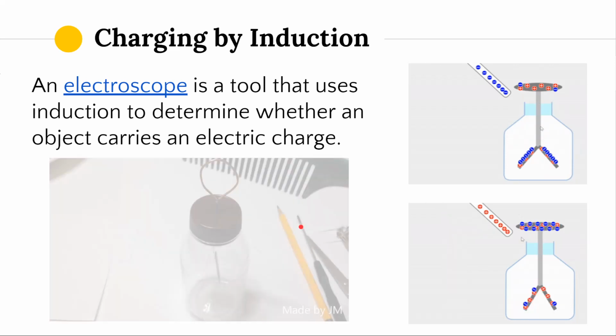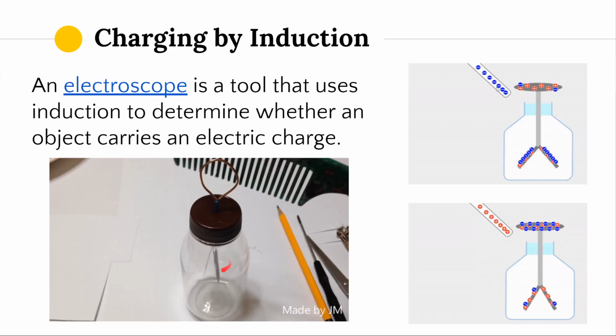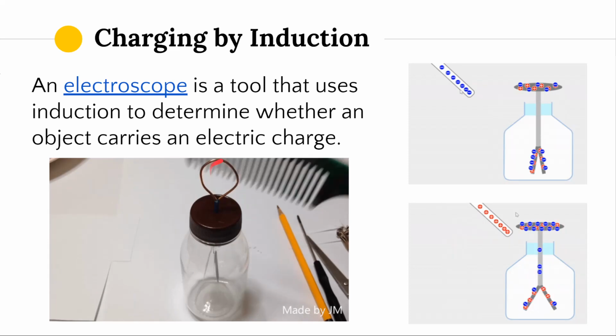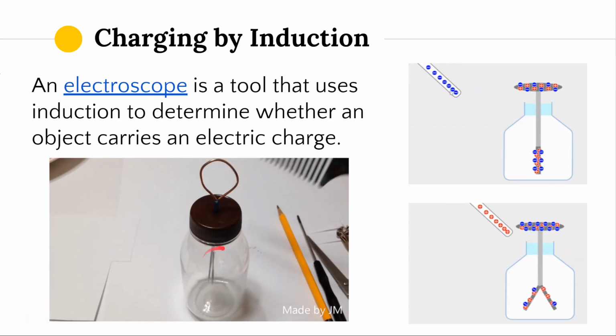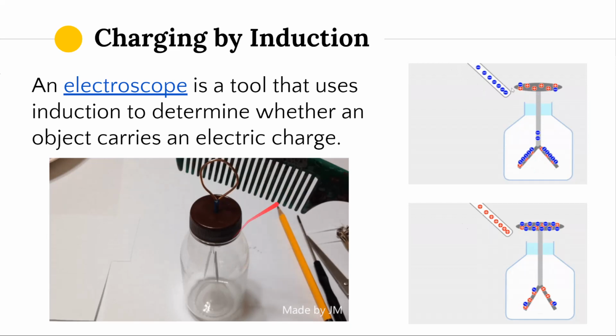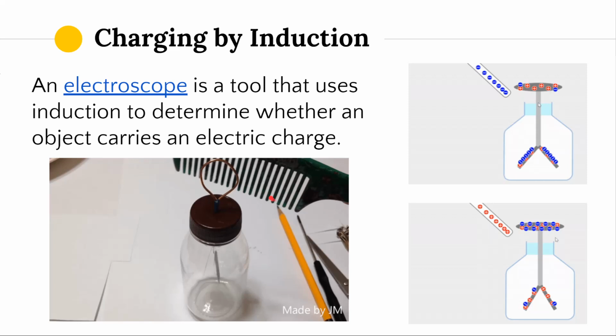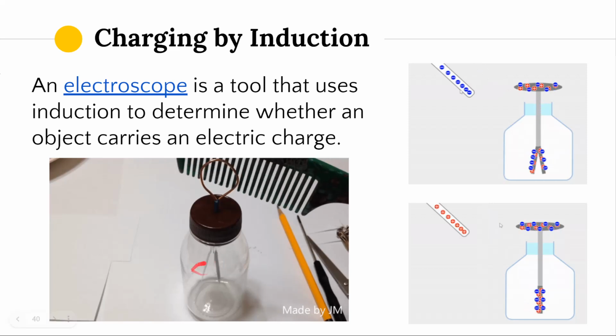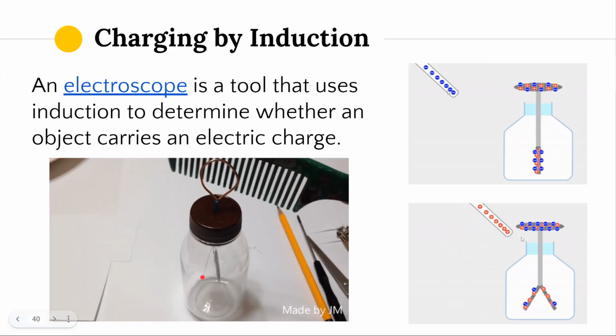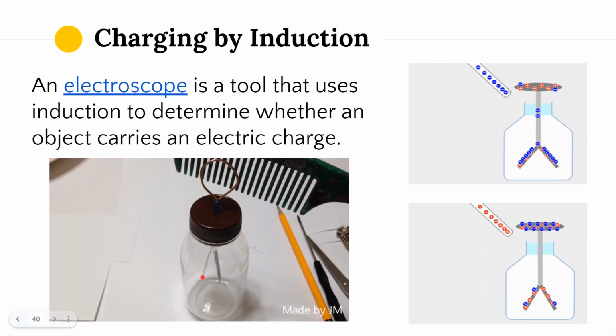Here's an actual electroscope that somebody built that has a metal loop at the top, and you can see the leaves in the jar at the bottom. They charged up the comb simply by brushing their hair. And if you bring it nearby, you can see those leaves move because they have the same charge. Now, you can't tell the charge of an object by looking at an electroscope because you don't know.